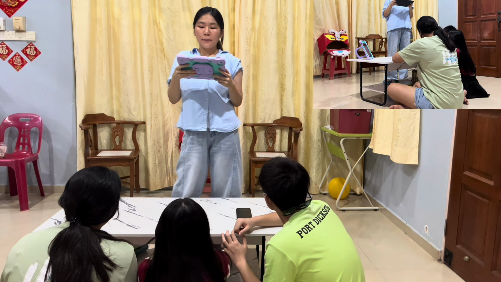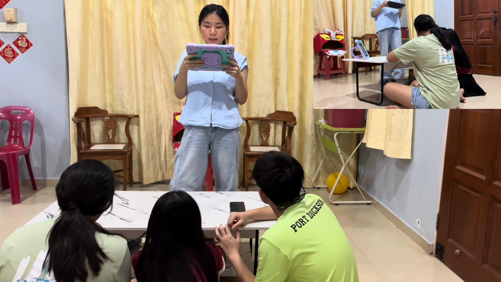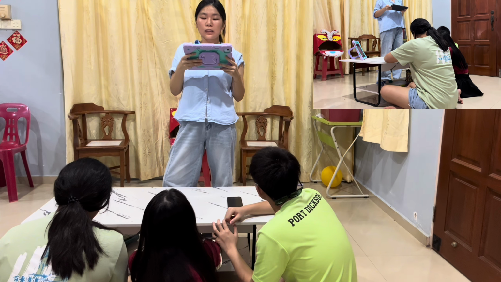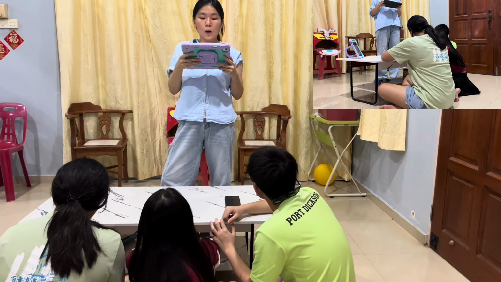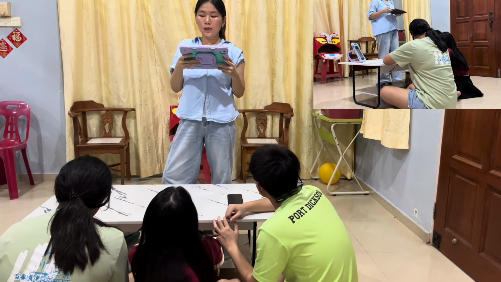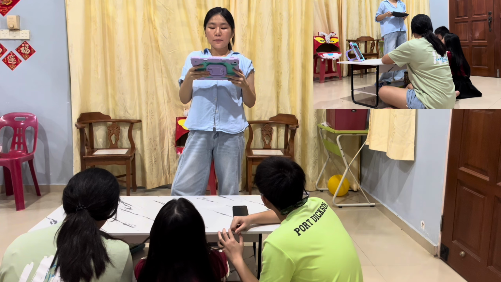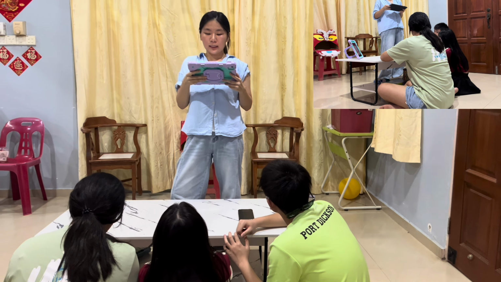Now, we compare the value with 1 ringgit. As we know, 1 ringgit equals 1 unit. 1 Singapore dollar equals 3 unit. 1 Thailand baht equals 1 unit.